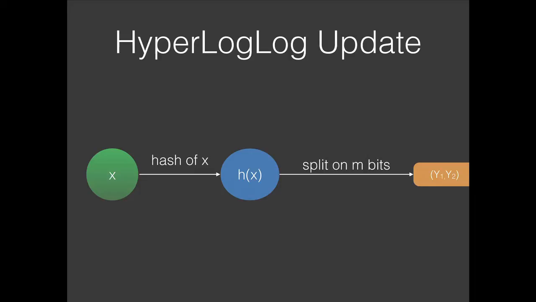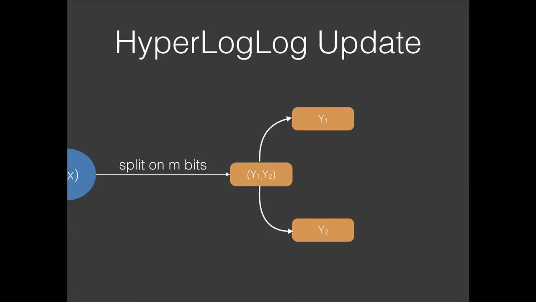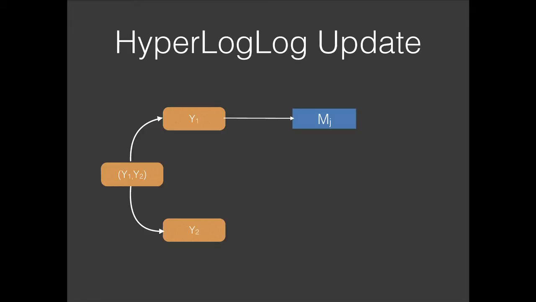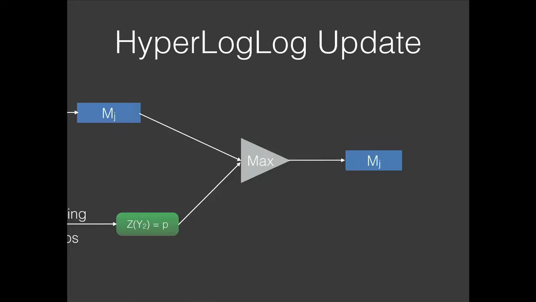So here, you're going to split it two ways. In the first half of it, you basically pick your bucket. You take the hash, treat that as a number, and modulo it down to the number of fields you have. And then you just use the number of leading zeros in the second half, and then max that into that bucket, and you update the bucket. And that's pretty much just the update cycle.